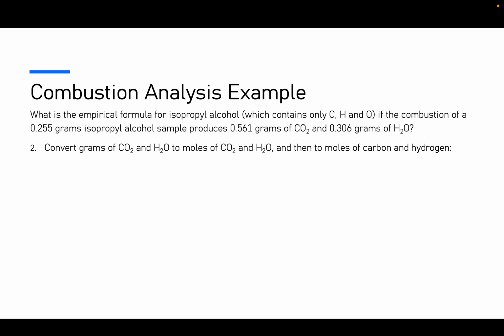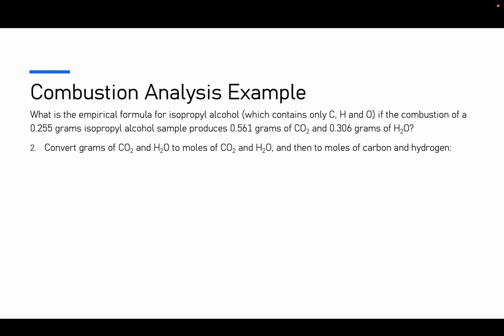All right, let's try one of these. It's asking for the empirical formula of isopropyl alcohol, and it's telling you it only has carbon, hydrogen, and oxygen. And then it's giving you a total starting grams. So you have the mass of the isopropyl alcohol, and it's telling you how much carbon dioxide and water are produced in mass as well.